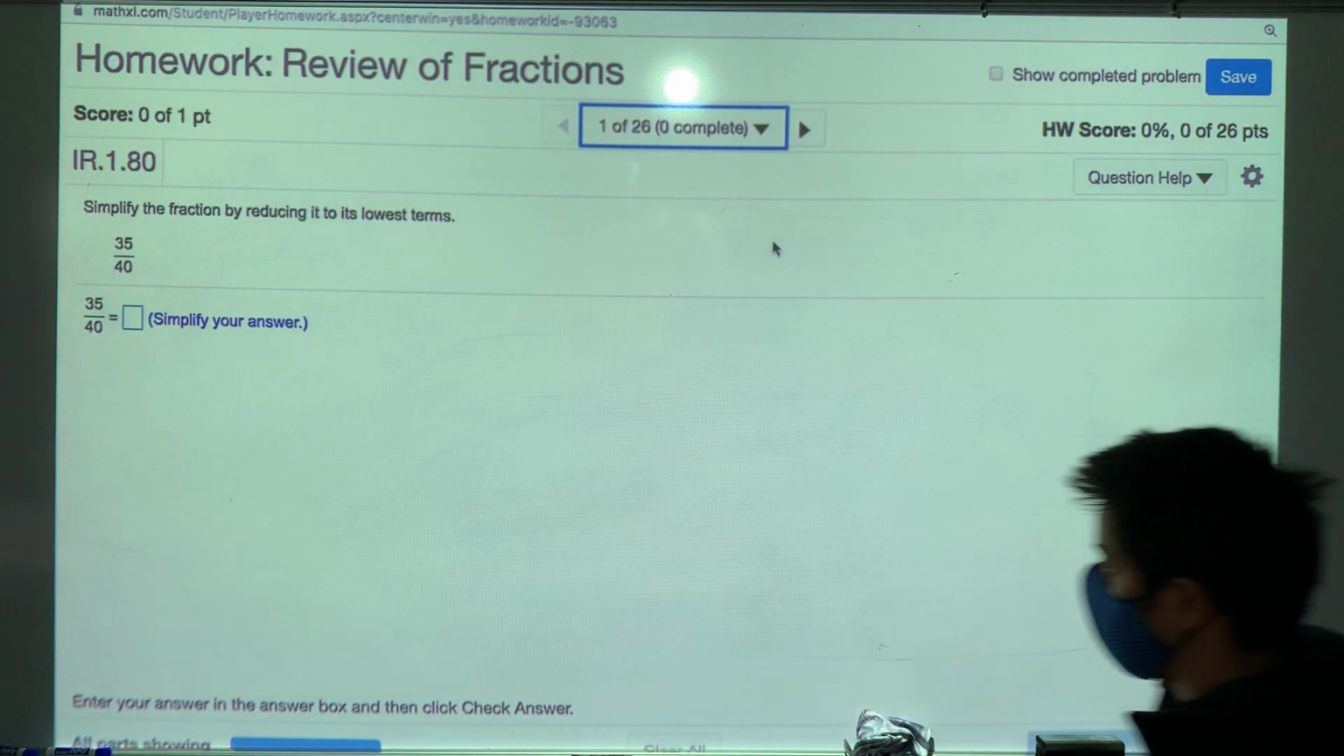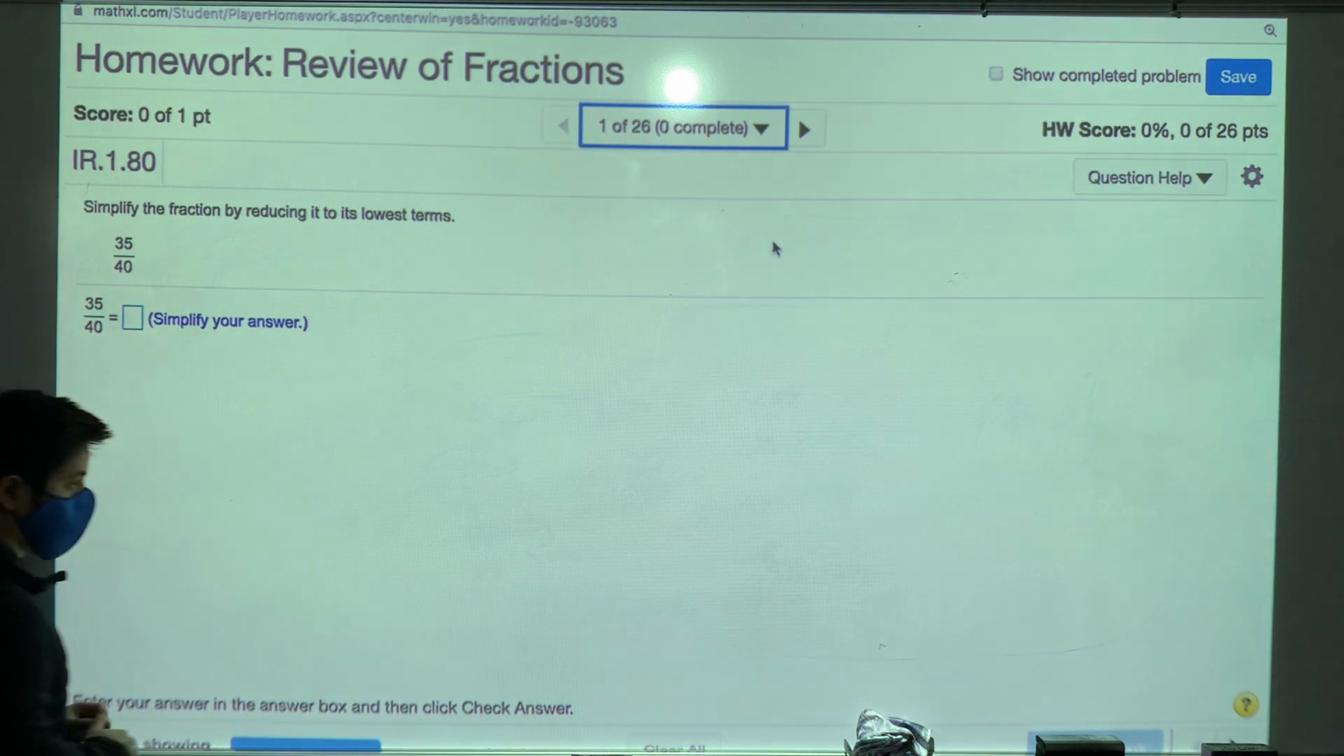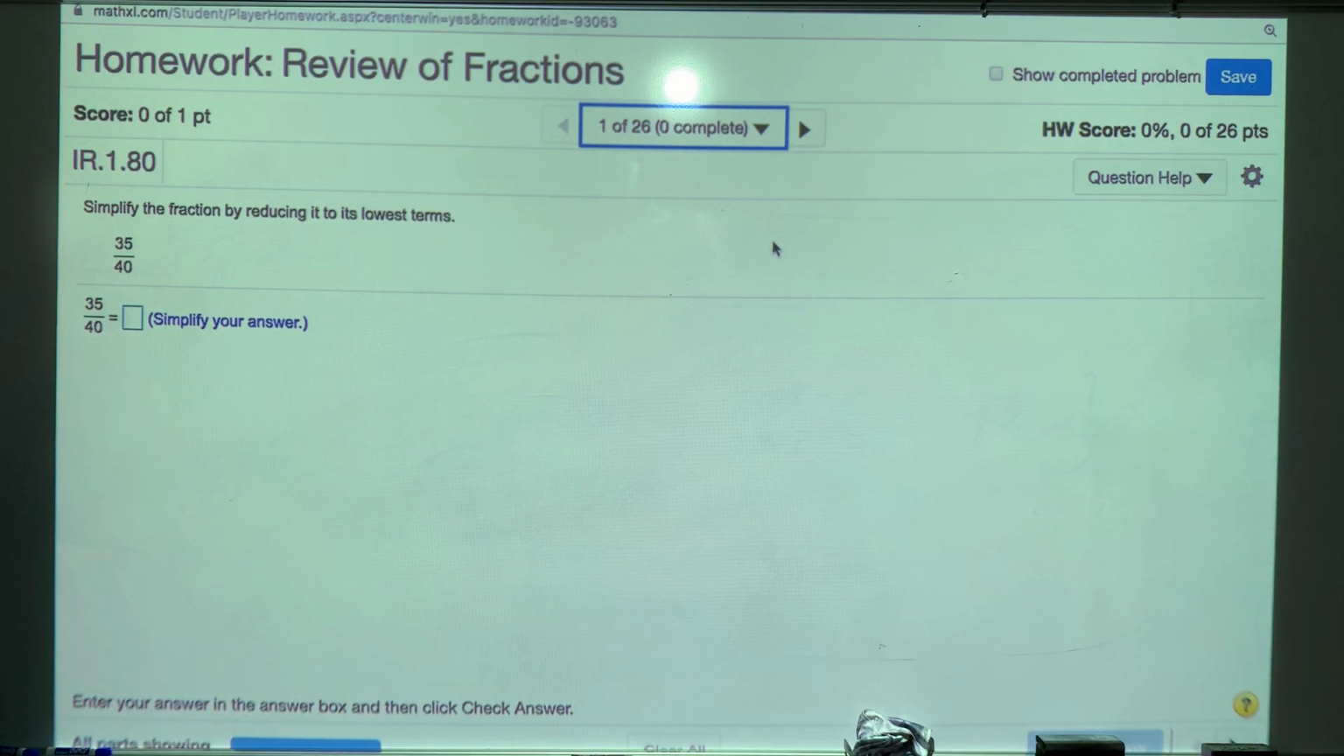We've seen several of these fractions before, but this particular section really focuses on fractions. So let's go one problem at a time and knock these out. Here we go. 35 over 40. We need to simplify this.